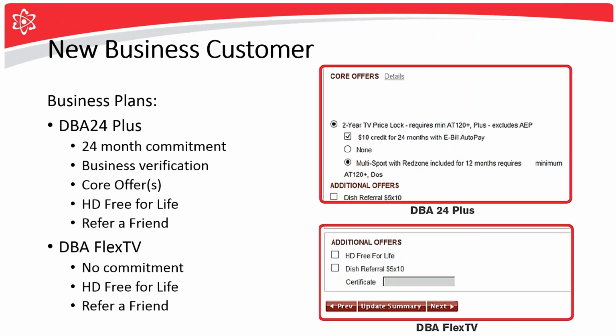As we mentioned before, there are only 2 plans with public and private. So you're going to see these when you're in your offer details in Axiom. You would just select if it's going to be DBA 24 Plus or DBA Flex TV, and it's just the customer's choice. It's not a credit qualification process.